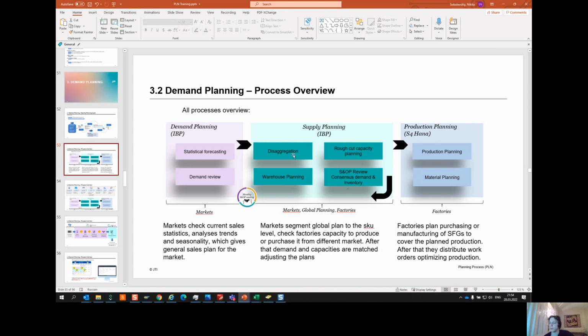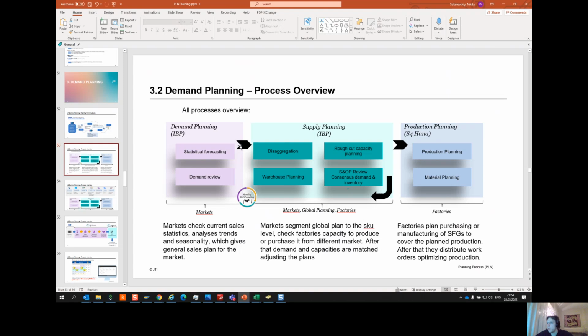We say that, okay, 50% of Winston Blue will be produced this way, 40% will be produced that way, and 10% will be produced from these ingredients. That's how it is. So this is the input data for supply planning.